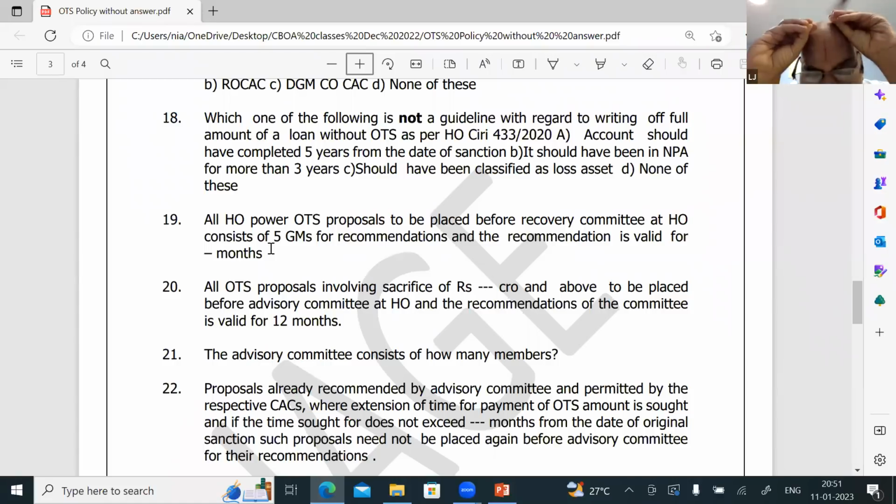So all HO proposals of OTS, first it has to be placed to the advisory committee if it is 1 crore and above sacrifice, and then get the view. And if it is less than 1 crore sacrifice, you need not go to the advisory committee. All HO proposals, OTS proposals, first to be placed to a GM recovery committee consisting of 5 general managers, and the recommendations given by them is valid for 6 months. Question number 19, answer is 6 months.